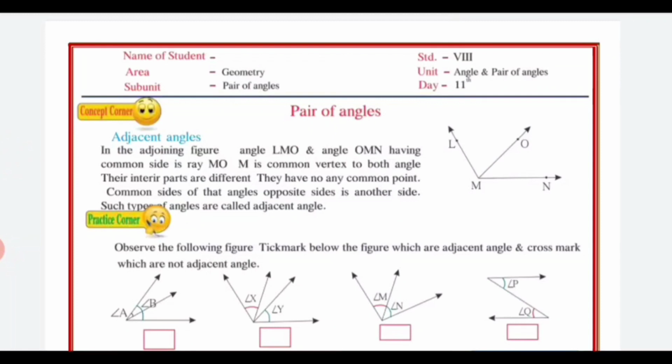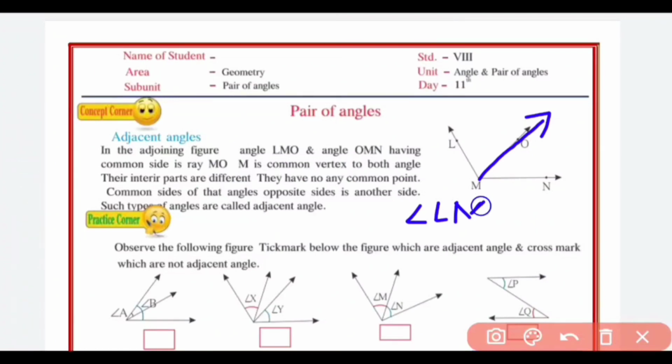Here in the concept corner you can see adjacent angles. What can we see in these adjacent angles? Two angles, angle LMO and angle OMN. They have one common arm or common side. MO is the common side of both these angles. MO is a side of angle LMO, and it is also a side of angle OMN. So this is the common side, but their interiors are separate.